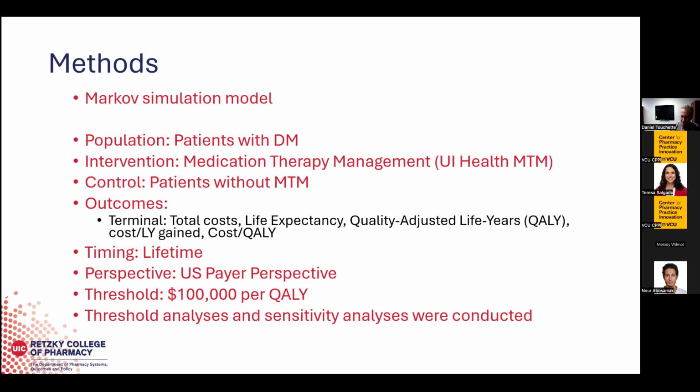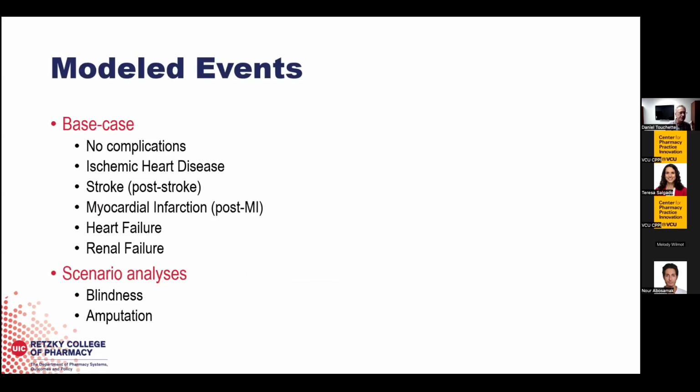This time we did a lifetime model from a US payer perspective. And we used a single threshold this time of $100,000 per QALY gained to evaluate whether or not this program was cost effective. And we, again, did threshold analyses, sensitivity analyses on all of this. The modeled events in our base case included no complications, ischemic heart disease, stroke, myocardial infarction, heart failure, and renal failure. And then we also built in a couple of scenarios where we included blindness or amputation. We did not do a model that included both blindness and amputation.